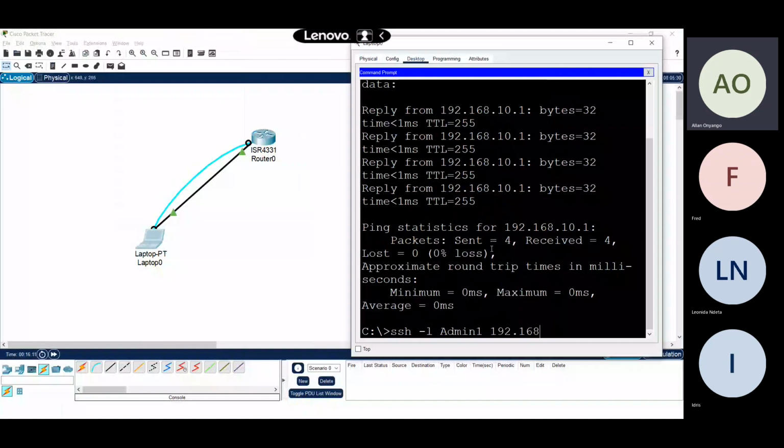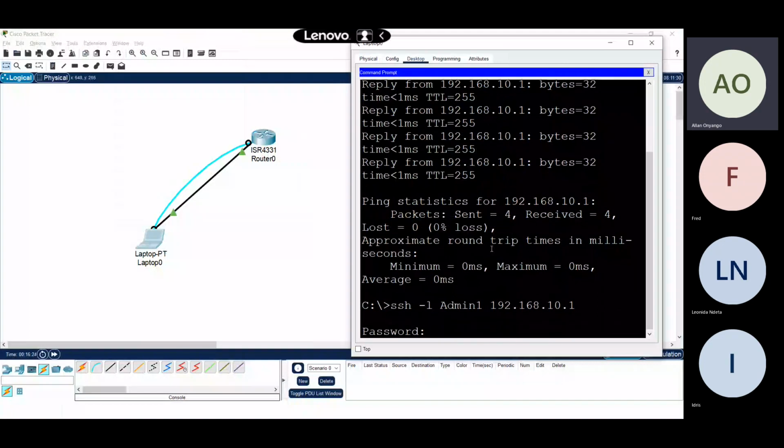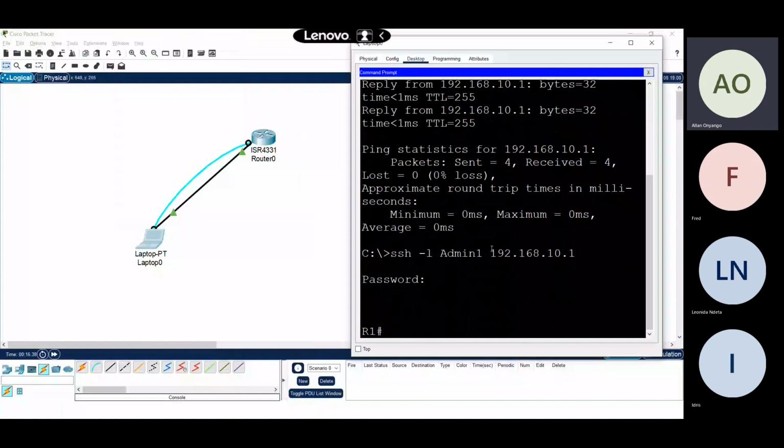192.168.10.1. Okay, so let's see what happens. When I press enter, it will ask me for the password of this user, which was admin1per55. You can't see the password when you're typing it. That's a security feature for Cisco devices. So press enter, and you see clearly we are in the router. We have already logged into the router.